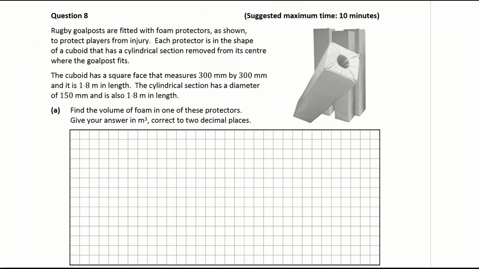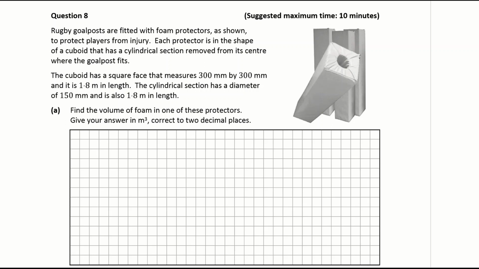Question 8. Rugby goalposts are fitted with foam protectors as shown to protect each player from injury. Each protector is in the shape of a cuboid that has a cylindrical section removed from its centre where the goalpost fits. The cuboid has a square face that measures 300 millimeters by 300 millimeters, and it is 1.8 meters in length. The cylindrical section has a diameter of 150 millimeters and is also 1.8 meters in length. Part A. Find the volume of foam in one of these protectors. Give your answer in meters cubed, correct to 2 decimal places.